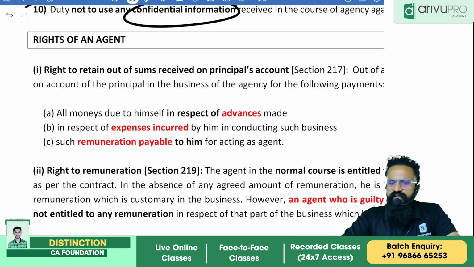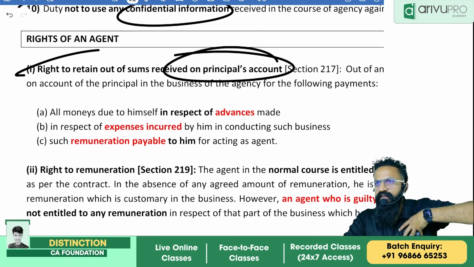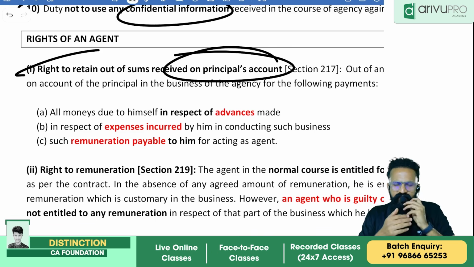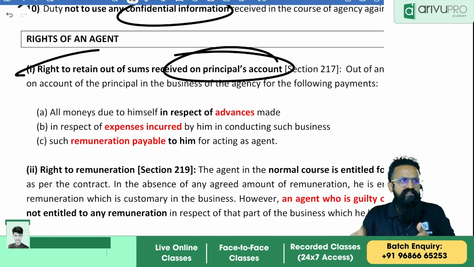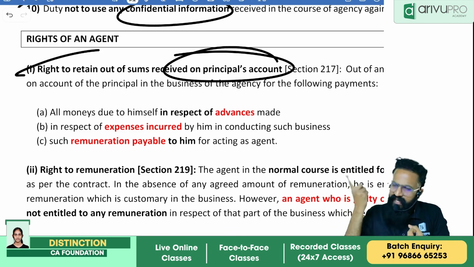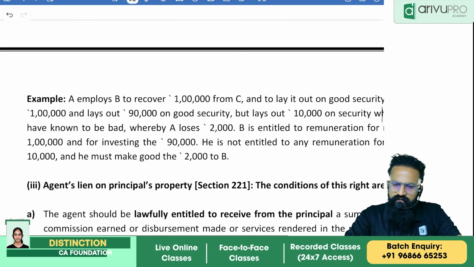Right of an agent. Right to retain out of the sums received on principal's account. So I have a right. If you do not pay me for these things, whatever is the money I have collected on your behalf, I can keep it with me only for these things. If I have paid, what and all? Remunerations, advances, any expenses paid for the business. Next one, I have a right to remuneration, of course.